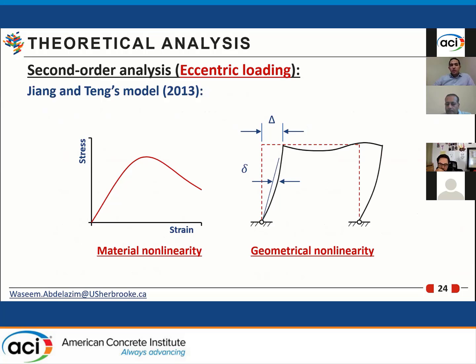The second order analysis performed followed the Zhang and Ting's model, and they considered both the material and geometrical nonlinearities, as we can see in the next flow chart.